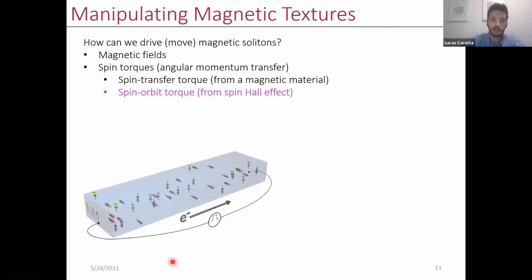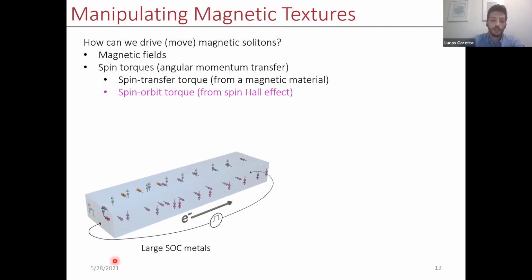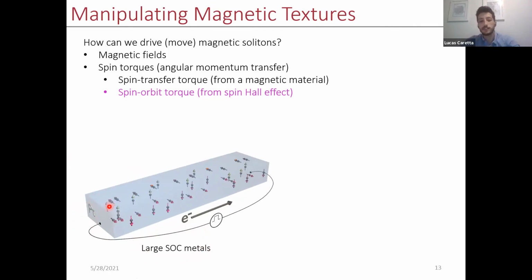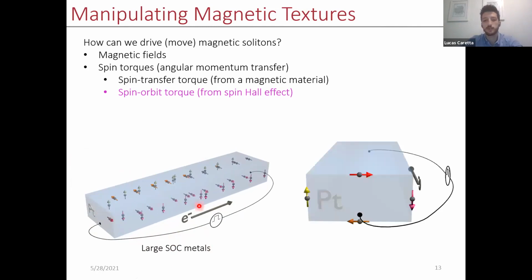So if you take a normal metal, something like aluminum or copper, and you pass a charge current through that metal, you'll find that the spins passing through that metal are kind of randomly distributed and randomly oriented. However, if you choose a system with large spin orbit couplings, such as platinum, tungsten, topological insulators, even some 5D transition metal oxides with large spin orbit coupling, you'll find that electrons of different spins deflect orthogonally in different directions. And this can be more easily seen in this cross-section, where different spins are actually deflecting to different edges of this material. And this is what the spin Hall effect is.